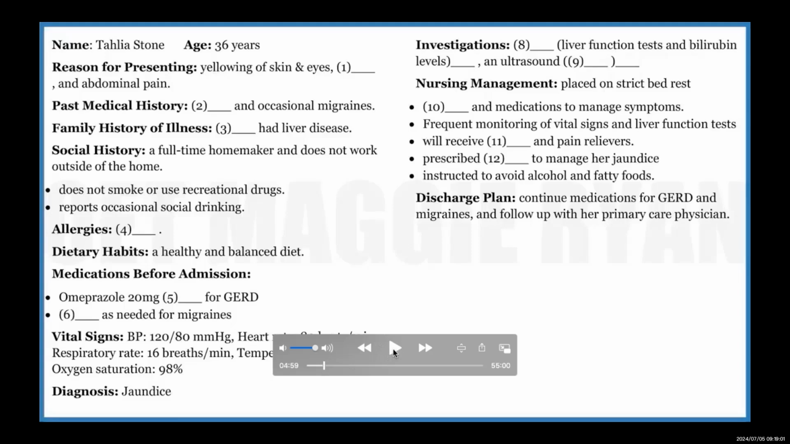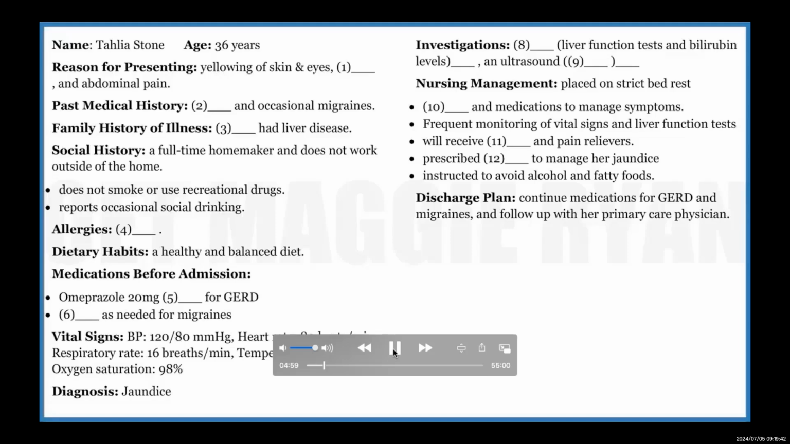Did you hear that this time? What's in front of you? Anti-nausea medications. That's right. Anti-nausea medications and pain relievers. And right after that comes the answer to question number 12. Prescribed something to manage her jaundice. What does she prescribe? So they are saying, you will have to do, and we will prescribe you. So it can be paraphrased. The sentence itself can be paraphrased, but the answer that you give should be taken exactly the same. Let's try.